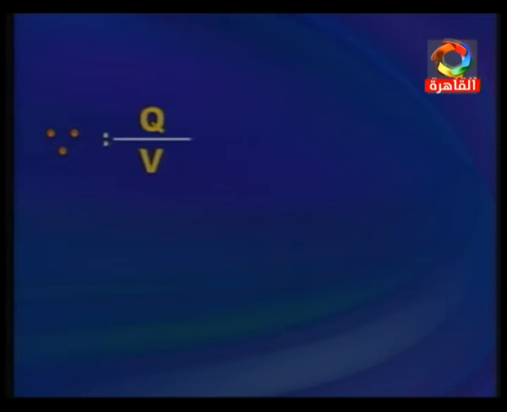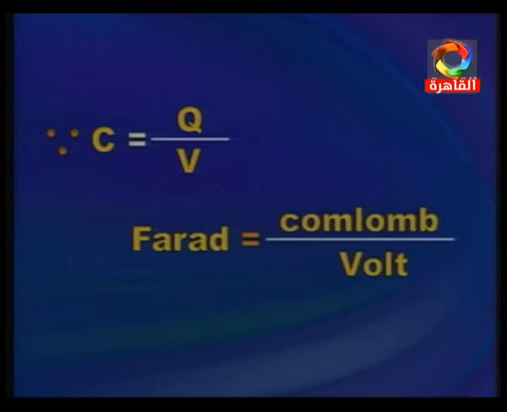Thank you very much. The formula determines the capacity of a capacitor. C is equal to Q over V. So it is the farad, which is equal to coulomb over volt.